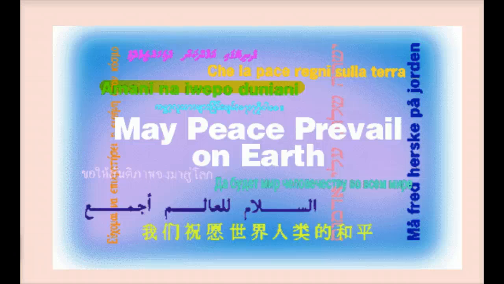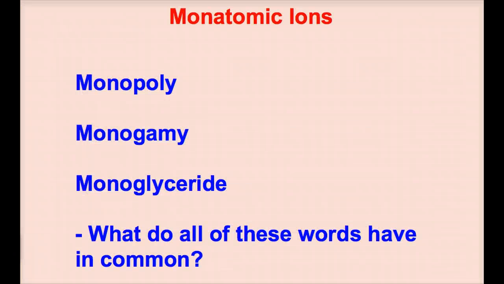So let's take a look at the word monatomic ions, and let's take a look at some of these words. I have monopoly, monogamy, monoglyceride. In all three of these, what is the thing in common? I'm hoping you notice there is the prefix mono in each one.